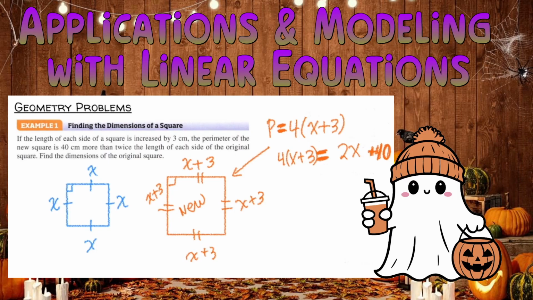Now, let's kind of go through this and highlight everything that we just found. Here's the word is. What else do we have? 40 centimeters more than, 40 more than. It's right there. X is the length of each side of the original square. That's that.